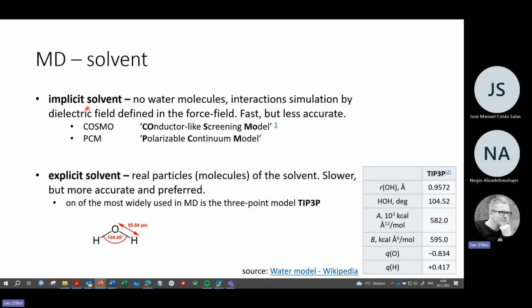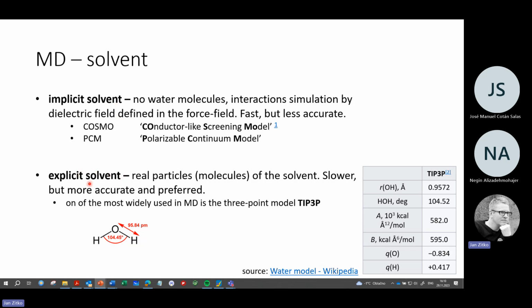Implicit means that, in fact, there are no solvent molecules. So if we stick to water, which is biologically relevant, there will be no water molecules, and you will just set up the permittivity constant to be the same one which is known for water. These are fast models, but less accurate. Some of the abbreviations: the COSMO model is very famous and quite often used today, PCM, polarizable continuum model, and so on. So these are implicit solvent models.